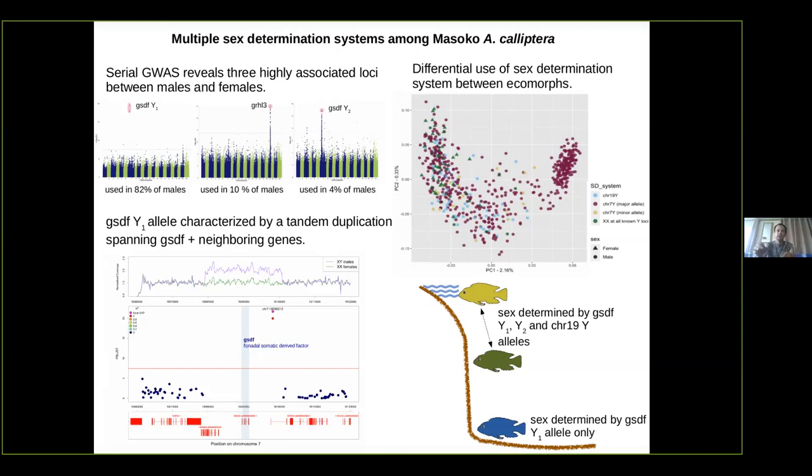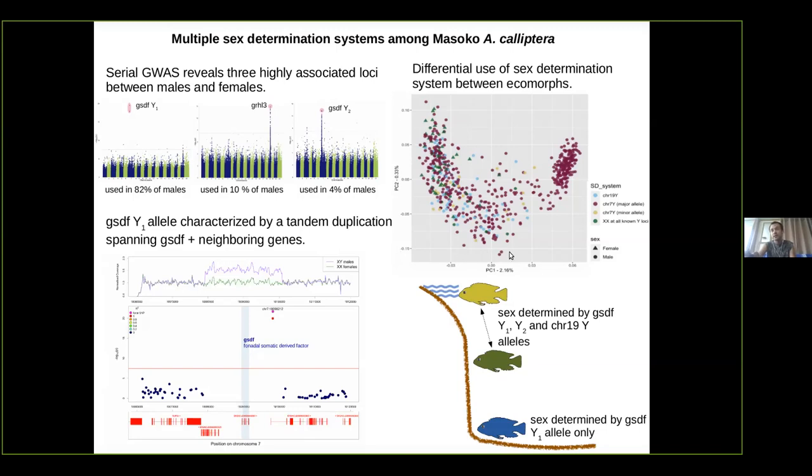And now we can, with pretty strong confidence, say that it's this GSDF gene, and the actual mechanism is a duplication to generate this XY system, and that's the primary mechanism operating in Masoko. And it's an old system, as evidenced by the fact that we can find that duplication having a role sometimes in sex outside of Lake Masoko in the other Malawi fish.